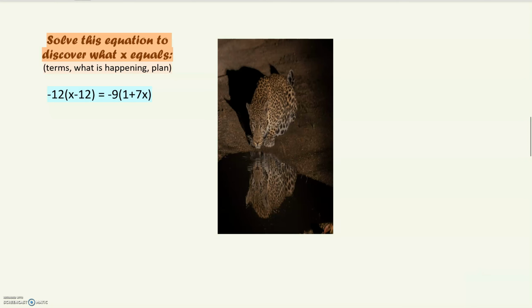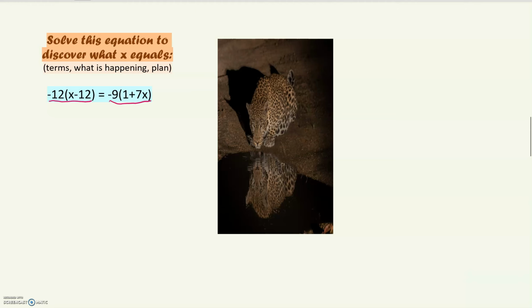Okay, so here we have an equation. Negative 12 times the quantity x minus 12 equals negative 9 times the quantity of 1 plus 7x. Before we begin, let's talk about the terms that are here. A term is something that is separated by a plus sign or an equal sign. So we can see right here that we have this negative 12 times x minus 12. And on the other side, we have this negative 9 times 1 plus 7x.